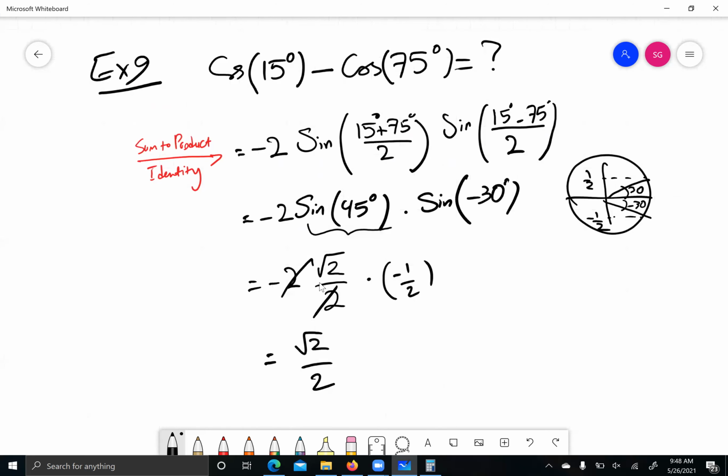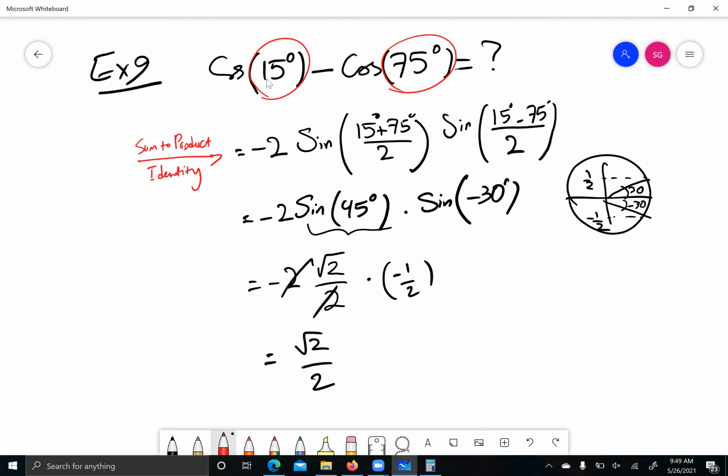So you see, we evaluated cosine of 15 minus cosine of 75 using one of the identities. What's given is the difference of these two cosine functions. We rewrote that as the product of two sine functions. And why is this good? Because look, when we apply this, what is the original given angle? The original given angle is 15 degrees. Do you know the exact value of cosine of 15? No. The given angle is 75. Do we know the exact value of the cosine of 75?